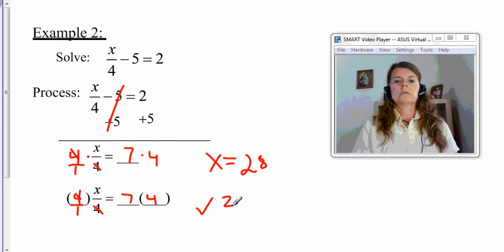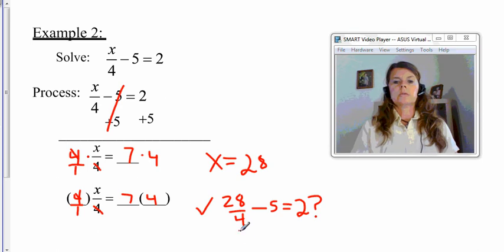So we go 28 divided by 4, and we're going to use PEMDAS to do 28 divided by 4 minus 5. Does it equal 2? Well, what would you do first, division or subtraction? Hopefully you said we would do division first. Division in PEMDAS comes before subtraction.